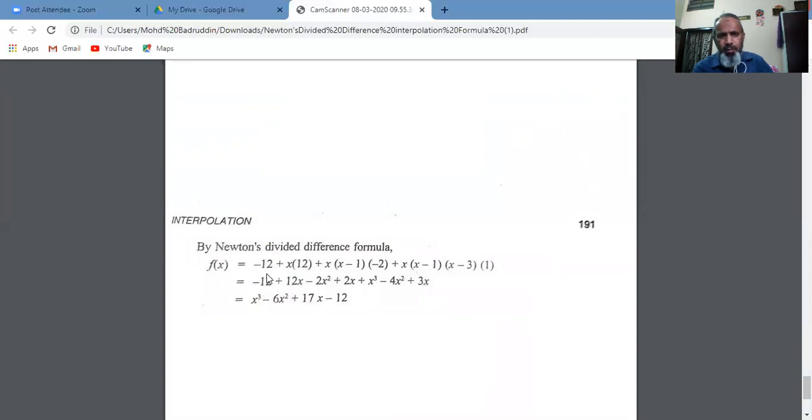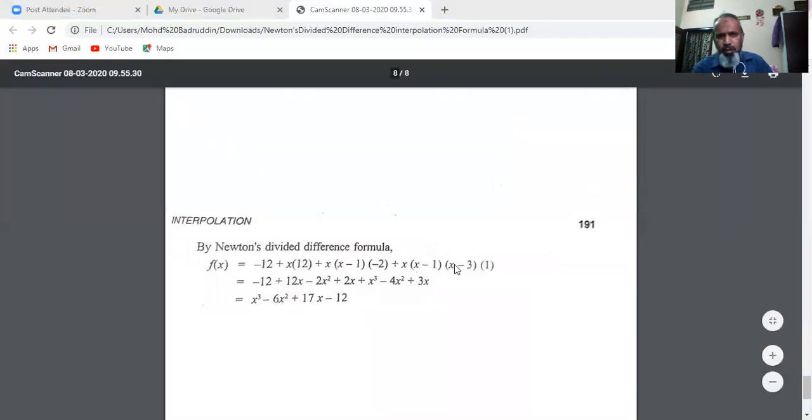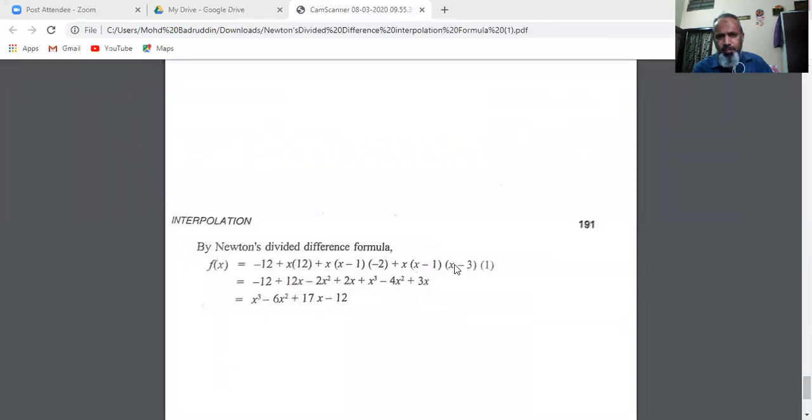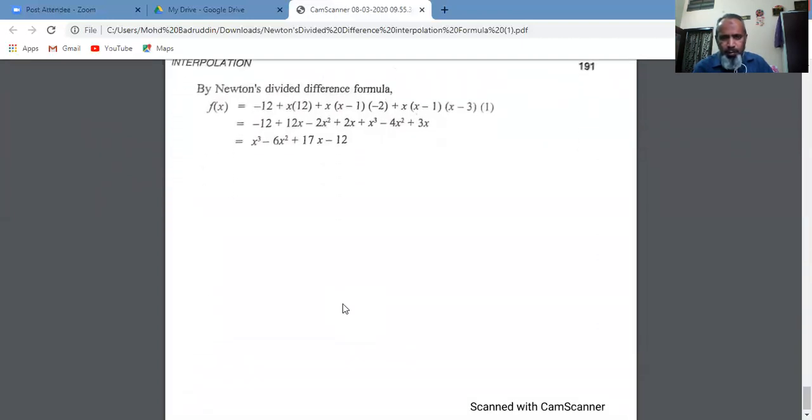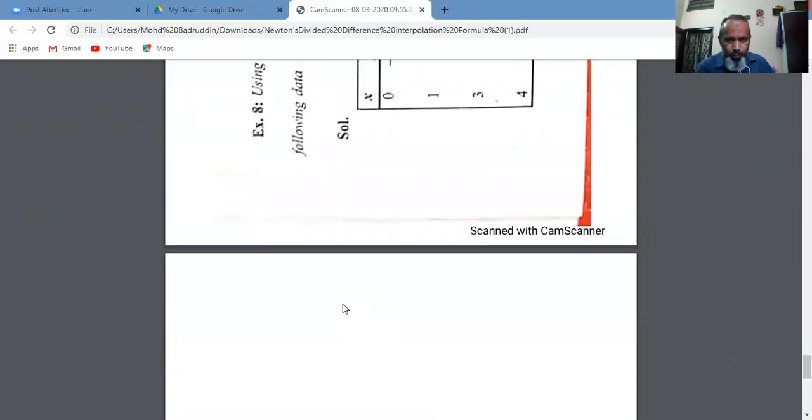Now, simplifying, this is minus 12, plus 12x, plus x into x minus 1, that is x square minus x, after multiplying with minus 2 we get minus 2x square plus 2x, and this is the product of 3 terms, x into x minus 1, x minus 3. So, we get here x cube minus 4x square plus 3x. So, again simplifying, we get x cube minus 6x square plus 17x minus 12. So, this is the polynomial of degree 3, or cubic polynomial.